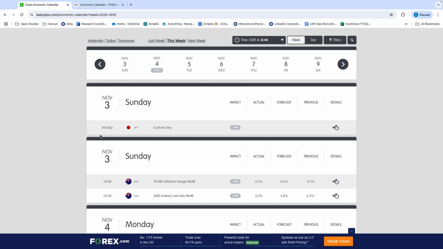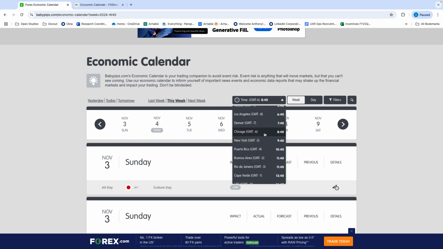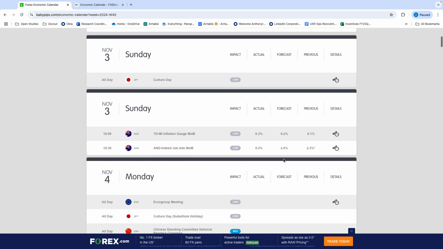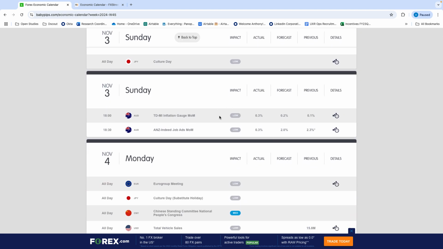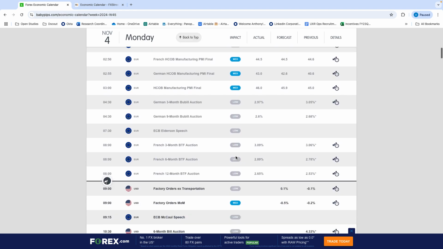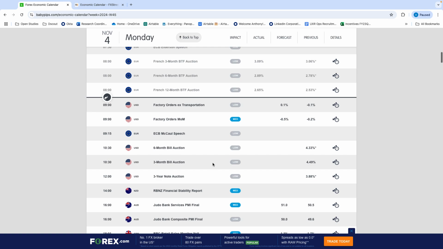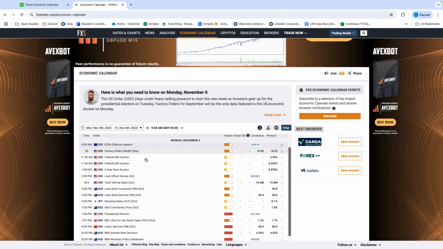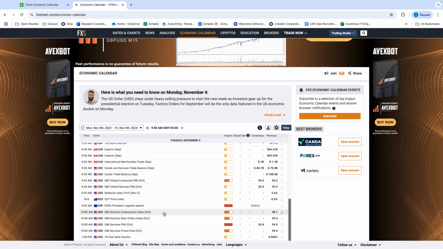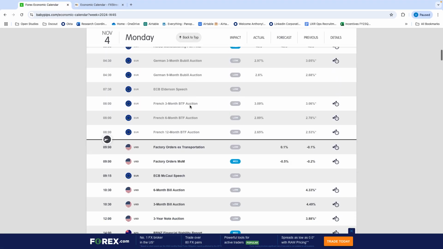For Babypips, I don't really use this too often, but it's probably the same exact thing. Okay, so then, here we go. Let's see about the USD, US factories. No, what was it? When was that? Let's do a little comparison. This was on Tuesday, the ISM. Let's see if they have that here. Tuesday ISM.